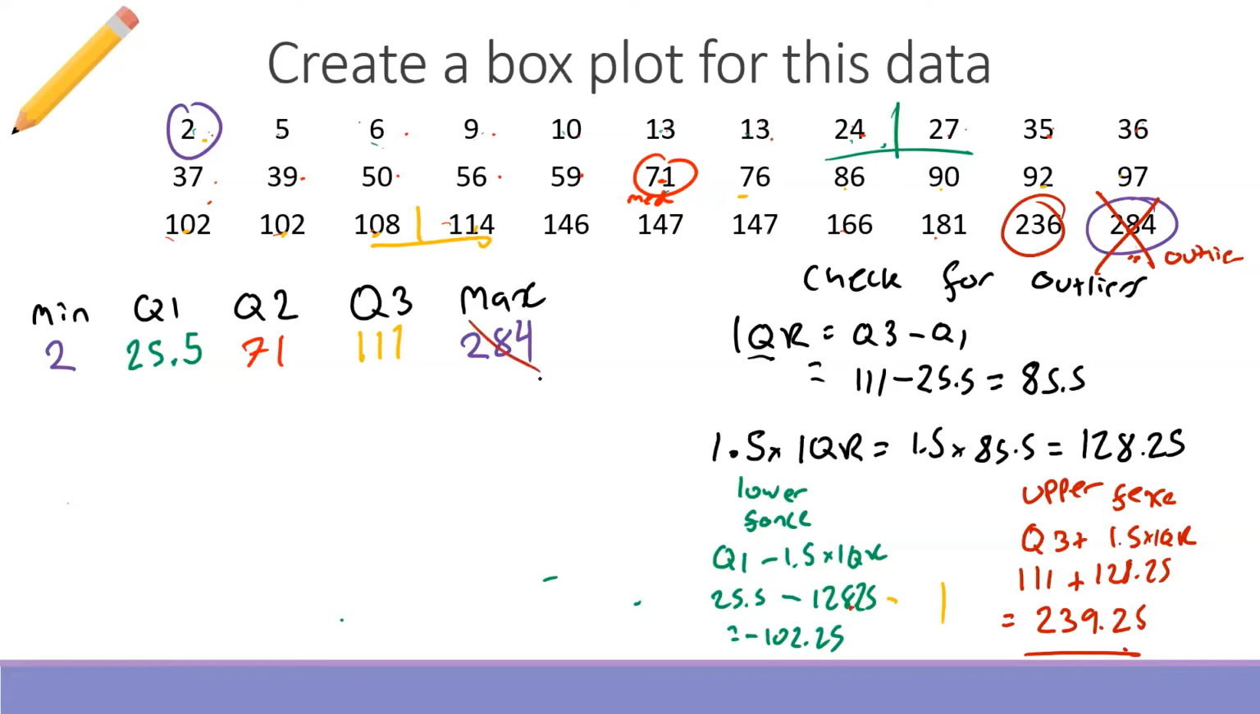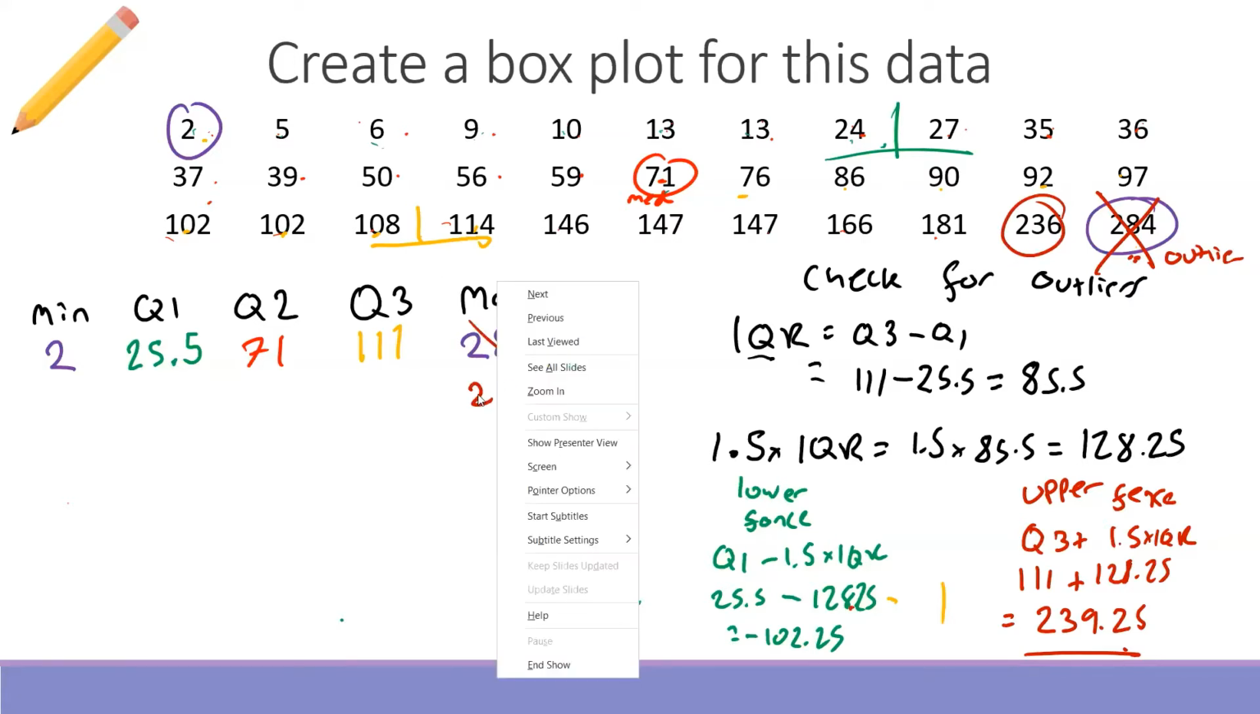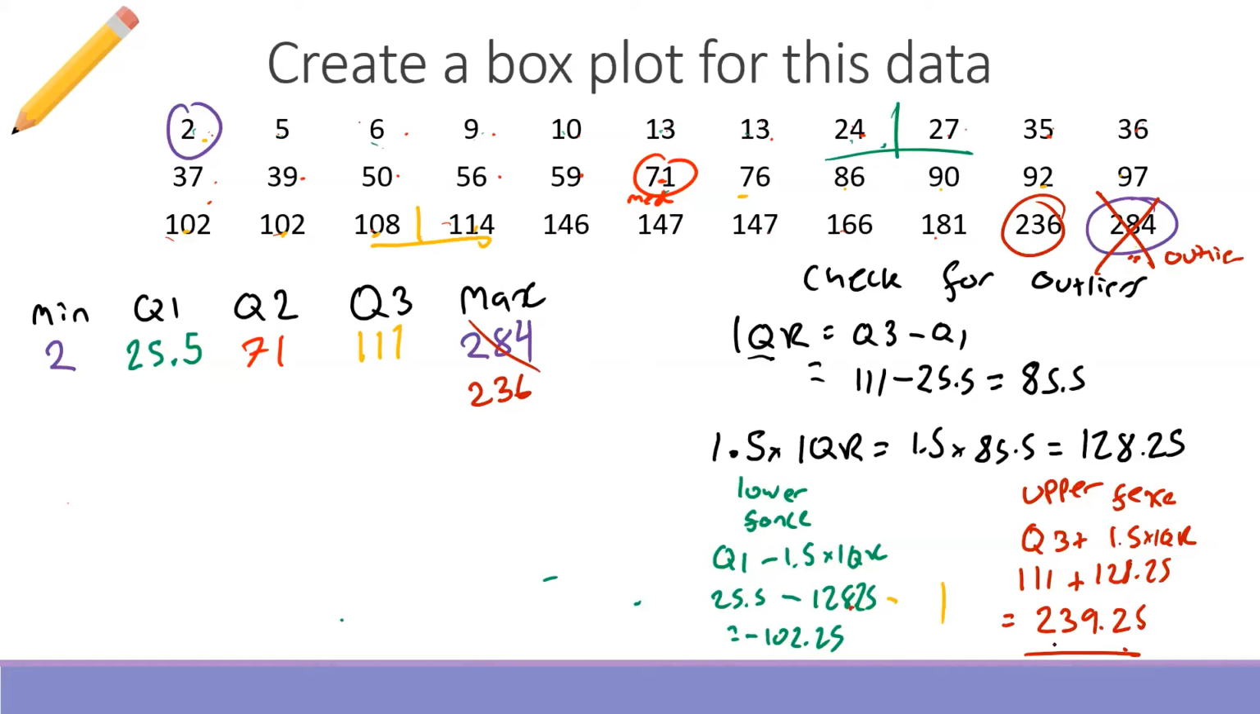So I'm going to change our maximum to 236, because that's below the upper fence. Remember I said, heads up, guys, that number may change. If the upper fence was 230, then that would make 181 our maximum, and in that case 284 is our outlier. That doesn't mean we can ignore it completely. It just means it's an outlier. Now that we've checked for outliers, we've done everything we need to actually plot the box plot.